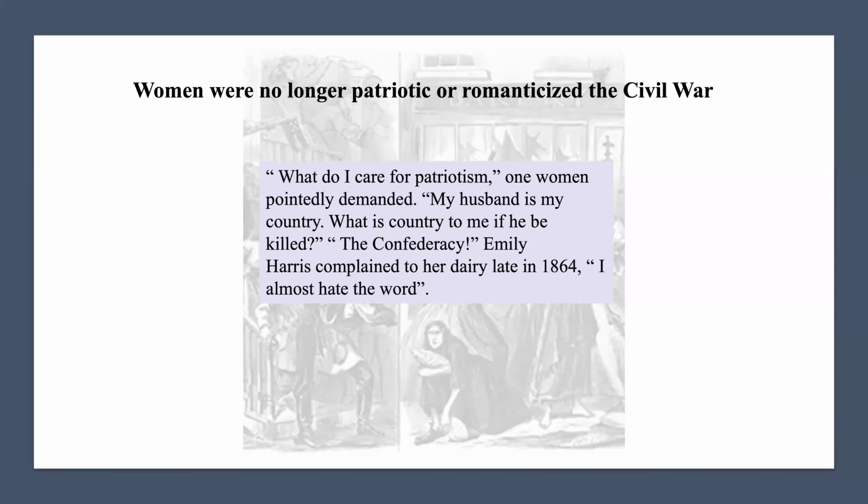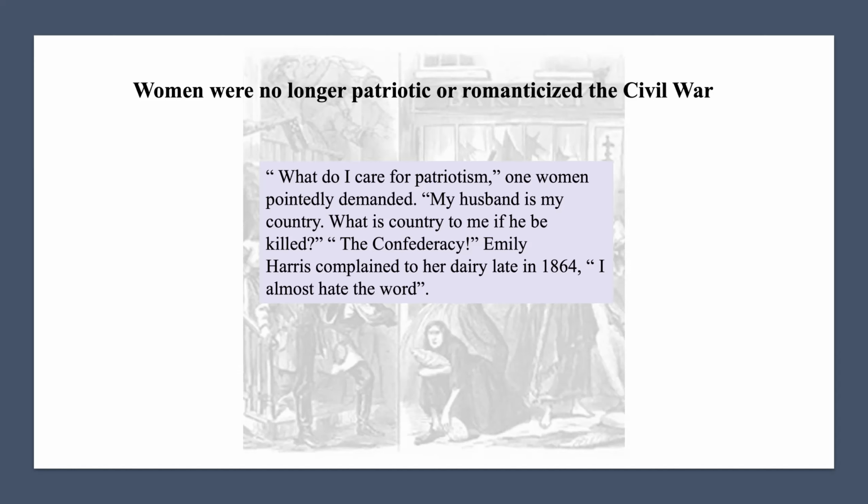Women were no longer patriotic or romanticized the Civil War. Women began getting tired of the war and tired of sacrificing not only resources for their survival, but they were tired of sacrificing loved ones, because a lot of these men were being killed. There's this quote I want to share that states, "What do I care for patriotism?" One woman pointedly demanded, "My husband is my country. What is a country to me if he be killed? The Confederacy?" Emily Harris complained in her diary in late 1864, "I almost hate the world."